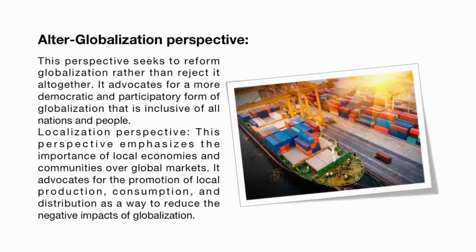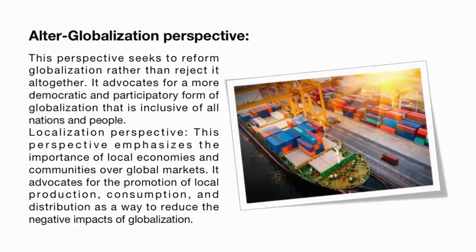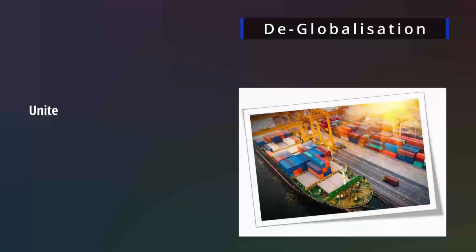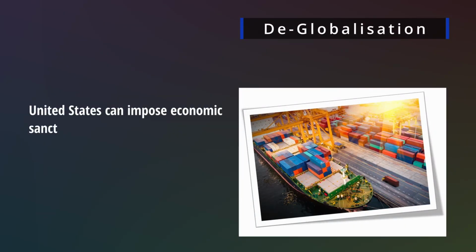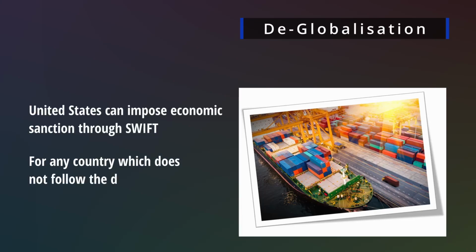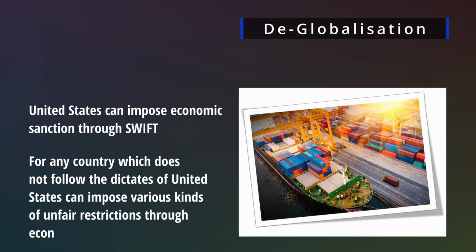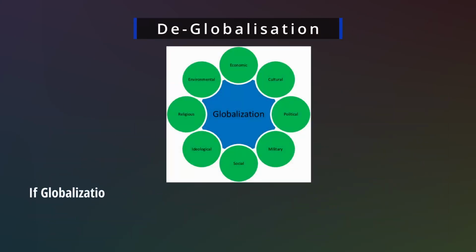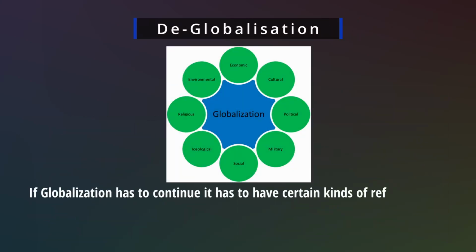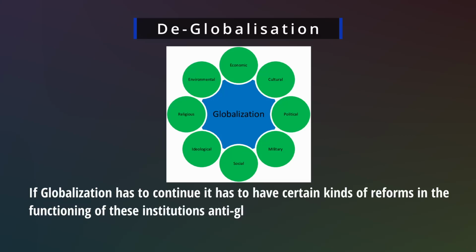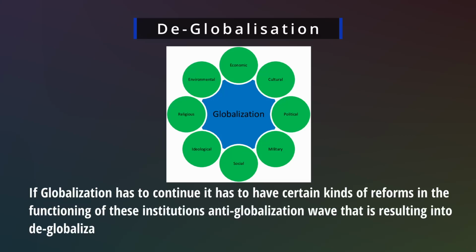Some reforms have to take place, not only in the WTO but also in the International Monetary Fund, because of the present hegemony of the United States over the US dollar through SWIFT, through which it can impose economic sanctions. So any country which does not follow the instructions and dictates of the United States, they can impose various kinds of unfair restrictions through economic sanctions. So there is a talk that globalization, if it has to continue, has to have certain kinds of reforms in the functioning of these institutions.